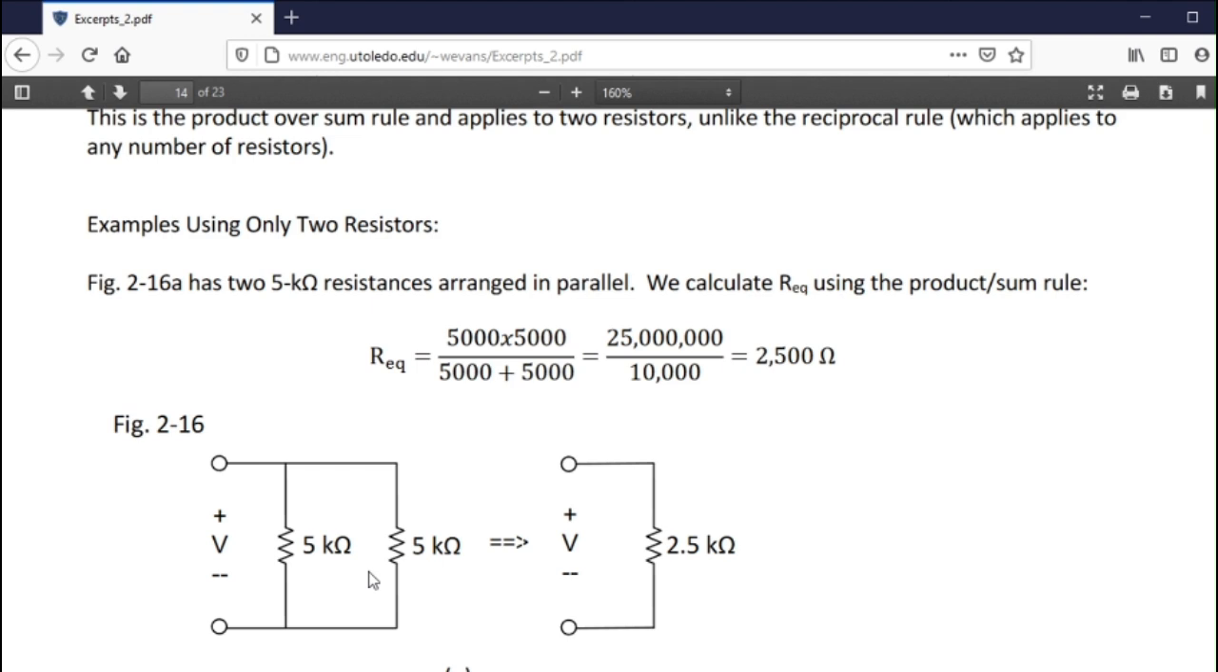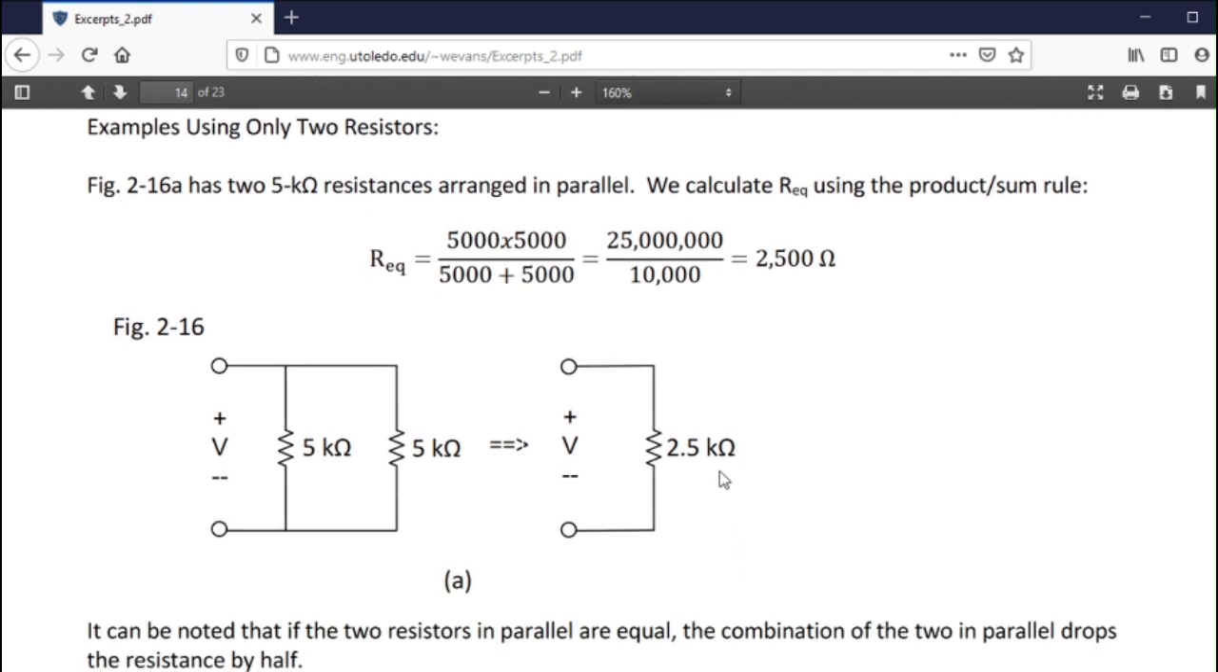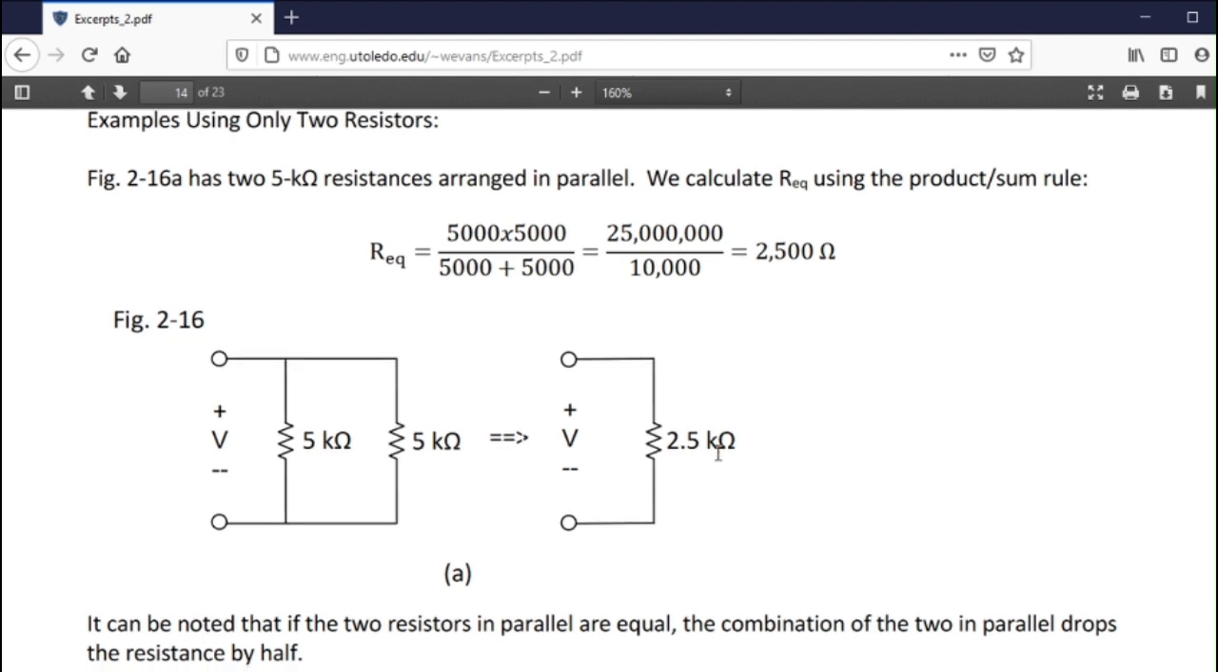And is that an accident? No. If you have two equivalent resistors, R equivalent is exactly half. If you have three equal resistors, it's exactly a third. If you have four, it's exactly a fourth. And you got it. If you have five, it's exactly a fifth, etc. So this is no accident. This is exactly half of these two, if they're equivalent. If they're not equivalent, it doesn't work.